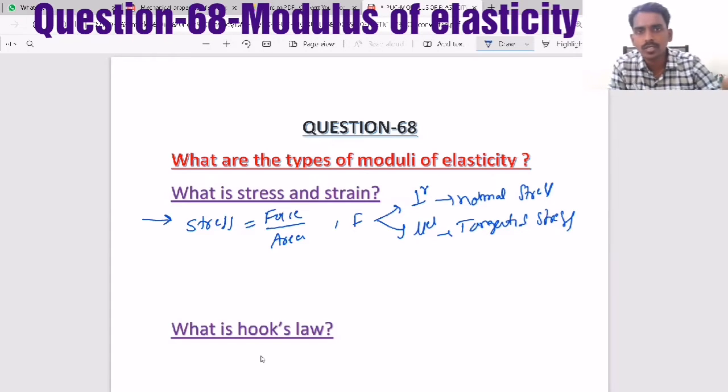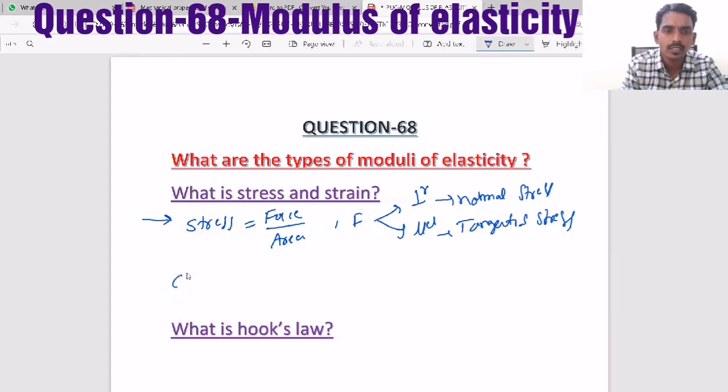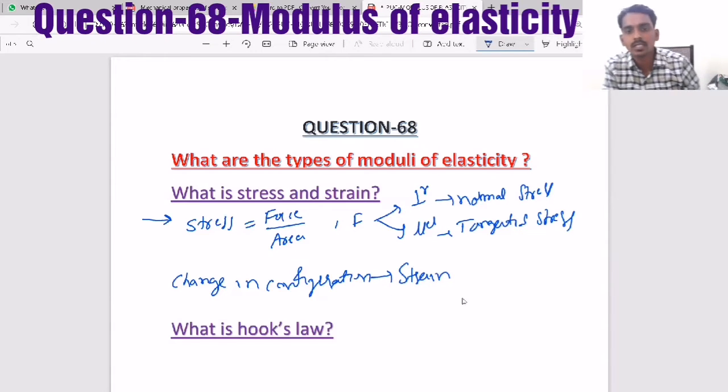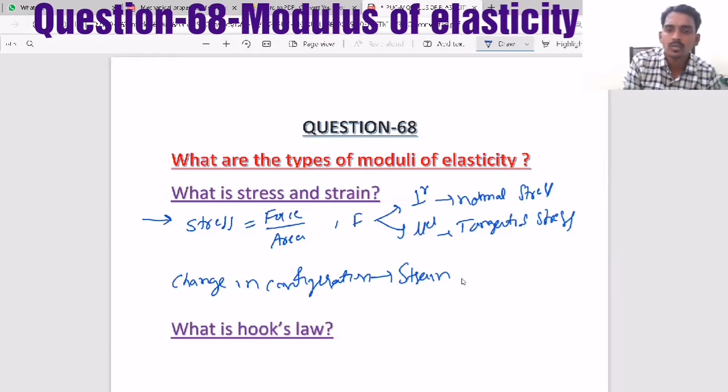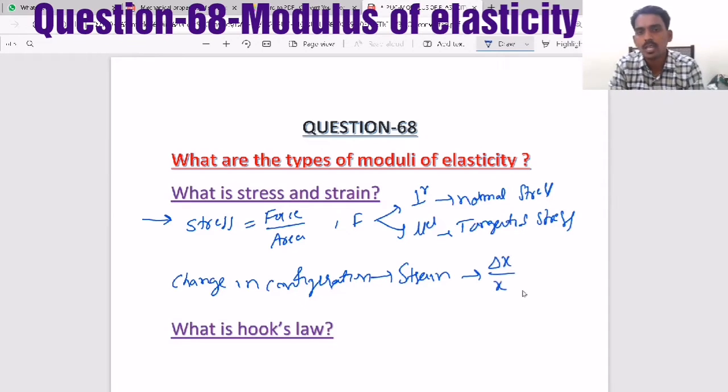When you apply force and stress is developed, there may be a change in configuration. The change in configuration is called strain. That is nothing but change in dimension divided by its initial value, like change in length by initial length, or change in volume by initial volume, or change in position by some angle. So these three types will be there in this chapter.